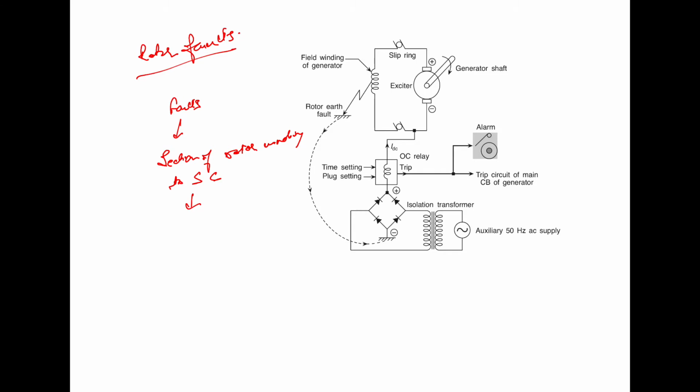And giving rise to secondary flux which opposes the main flux in the proximity of the shorted turns, and as a result it causes the distortion of the main flux. So the main flux is getting distorted.